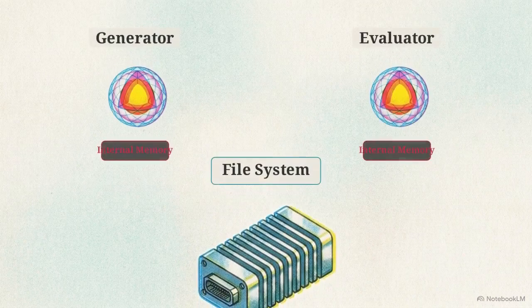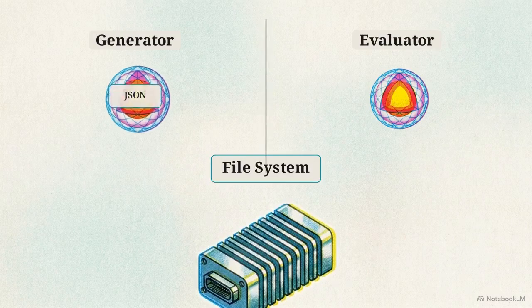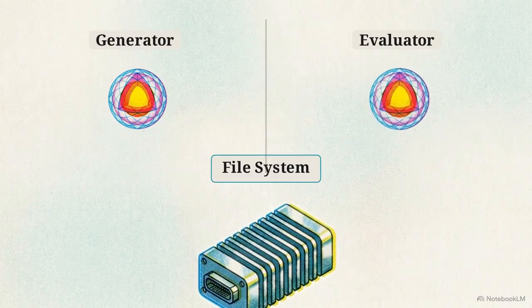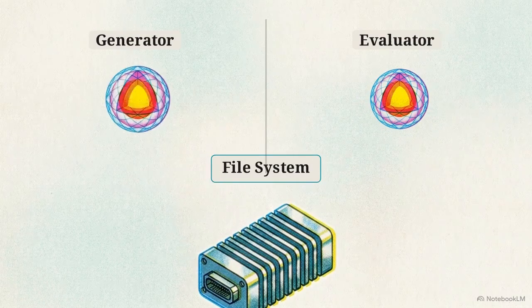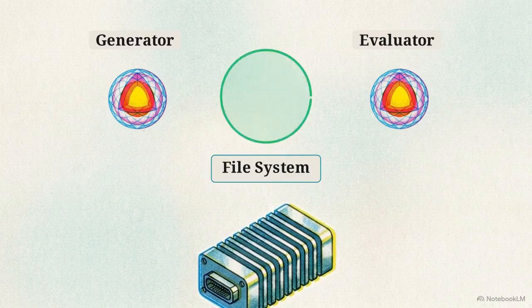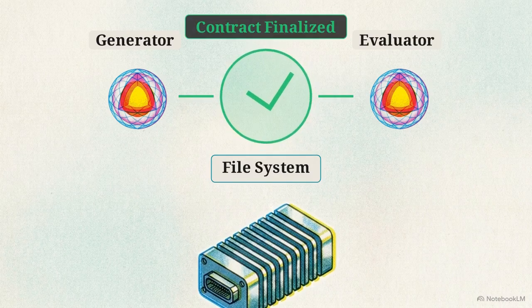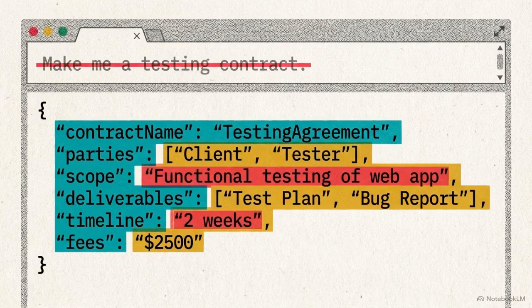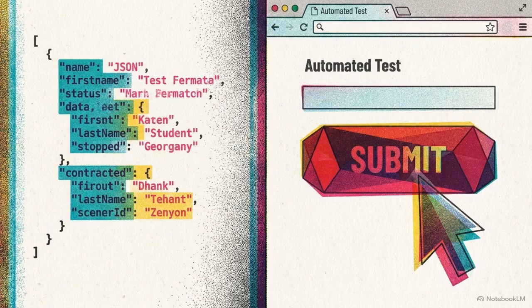To prevent amnesia, we move state management from internal memory down to the file system. Agents write their state to JSON files to avoid overwriting. This enables contract negotiation, iterating through the file system until both nodes agree on exact criteria. Once the build starts, the evaluator ignores the vague initial user prompt. It uses tools like Playwright or Puppeteer to run live tests strictly against that negotiated JSON contract.